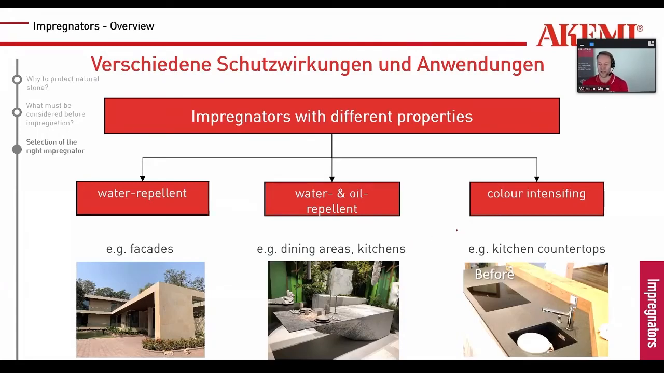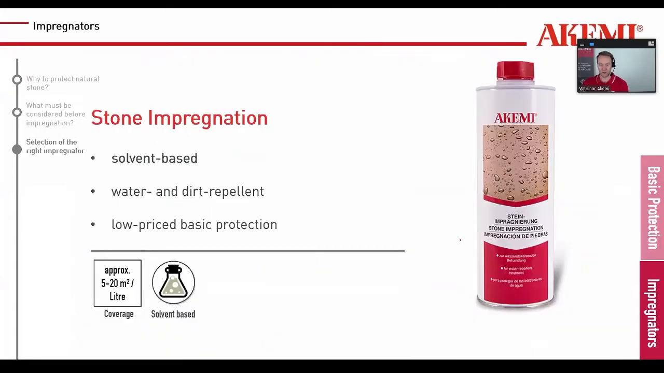So what would that be in a Chemi product range? A water and dirt repellent product would be, for example, our stone impregnation. This is a solvent-based product, and this is ideal when it comes to facades, tombstones, for example, where you only have water and dirt, just the outdoor environment. There will be no oil, no food stainings there. This is a low-price basic protection, ideal for that. Of course, it's solvent-based, so the stone should be dry, and it will cover about 20 square meters on a polished surface. How does that look?